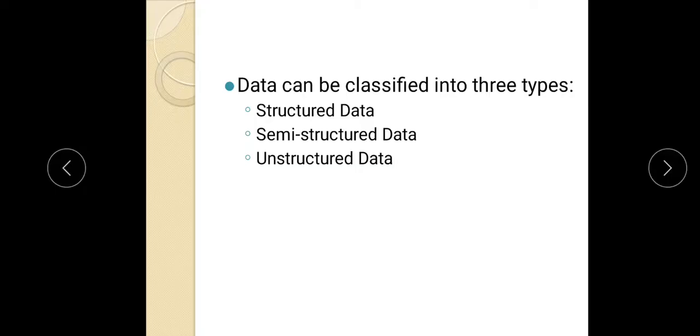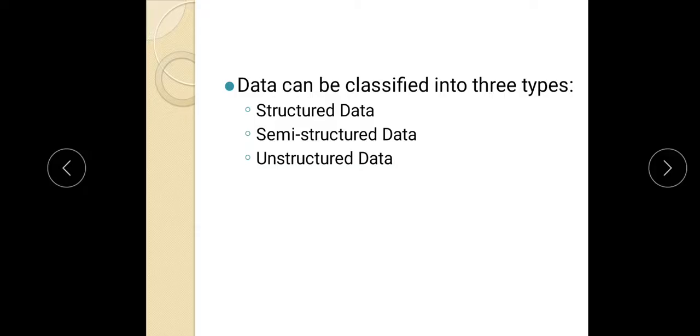So data. What do you mean by data? That we have already discussed earlier. Data is known facts that can be recorded. This definition we have already seen in the first sessions. This data can be classified into three types: structured data, semi-structured data, and unstructured data. What do you mean by structured, semi-structured, and unstructured?